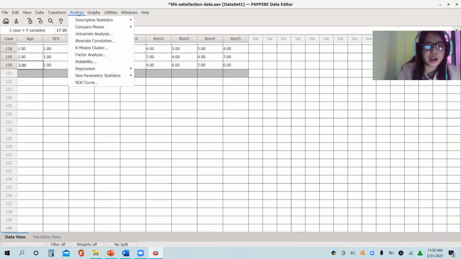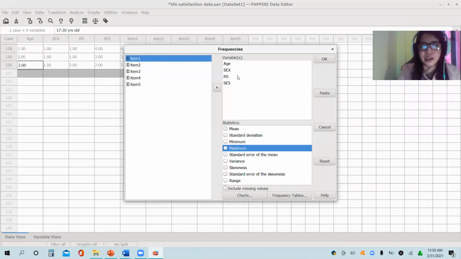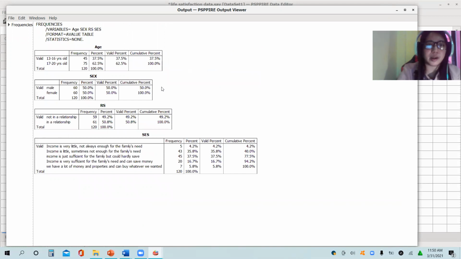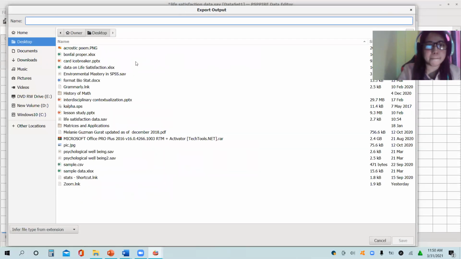Let us make sure that the data we are going to save is the final data without the initial one. So this is the first table that we made to answer problem number 1 on profile. For now, let us first save this. File, so it can be exported. Let's name it problem 1. Save.